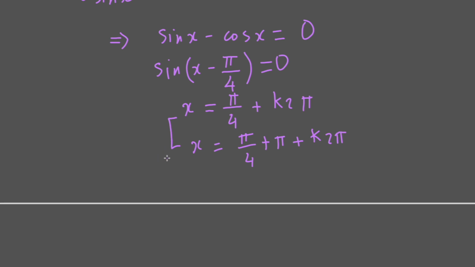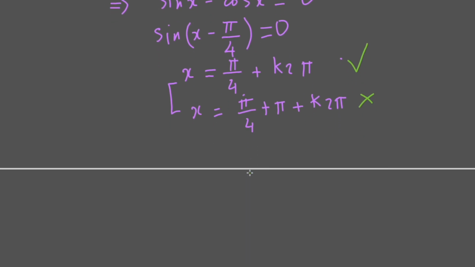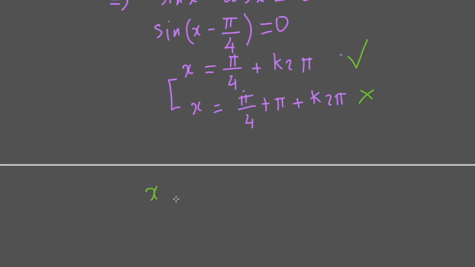However, we don't receive the second root here, because sin x has to be greater than 0, and sin x of this value is smaller than 0, so we don't receive it. So we just receive the first one. Then the root of the equation is x equal to pi over 4 plus k2pi.